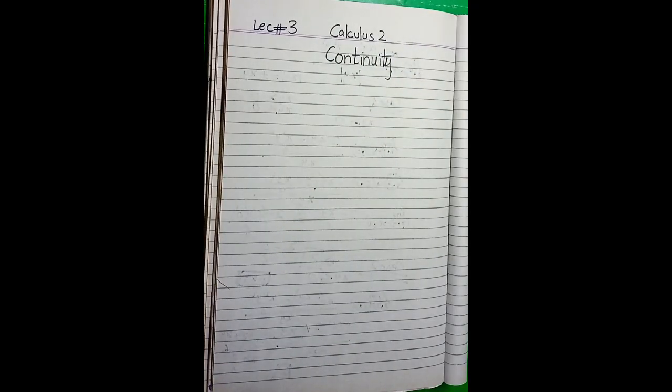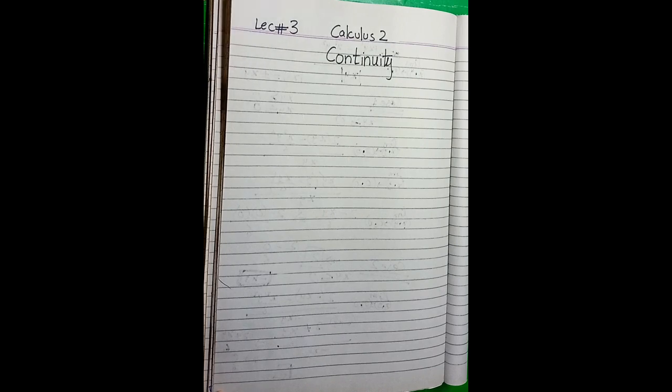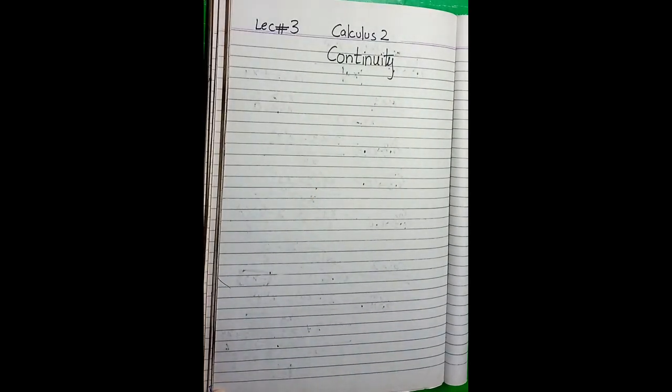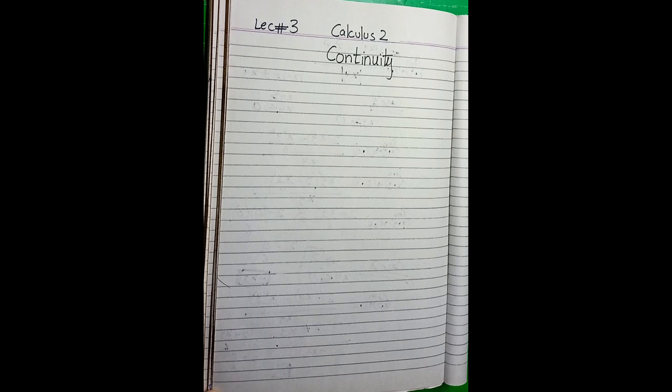Bismillahirrahmanirrahim. Today we will start our third lecture of Calculus 2, in which our topic is continuity. As we have studied limits in our previous lecture, continuity and limits are related to each other. The questions will be solved by the same method of limits. So, first of all, we should understand what continuity is.